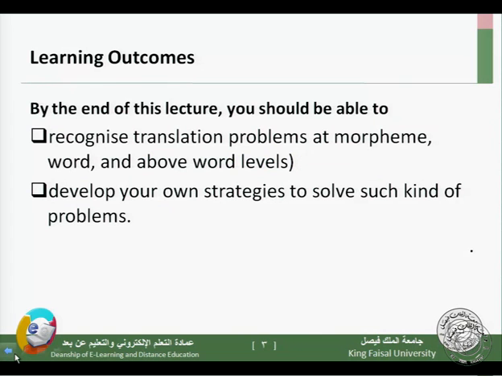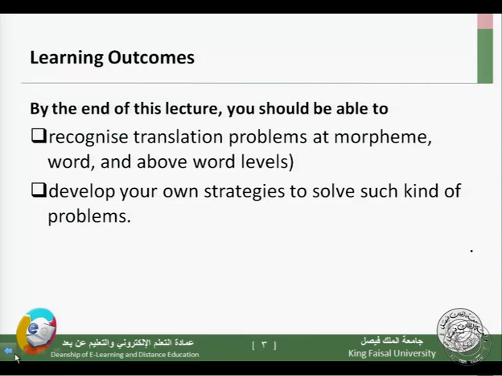I stress the importance of the learning outcomes of any lecture you attend, whether online or at any place. You need to know, you need to achieve the learning outcomes. So by the end of this lecture, you should be able to recognize translation problems, mainly lexical, at morpheme level, at word level, and above word levels. To recognize. Say, all right, this is a problem, but what level is it? Is it at a morpheme level, or is it at a word level, or is it above word level?